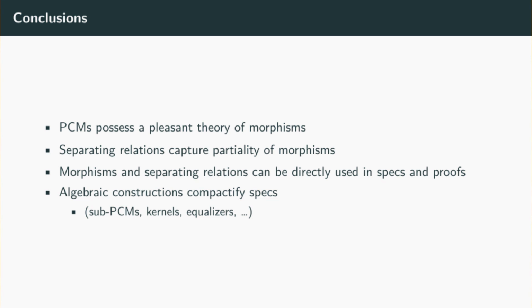Finally, our exposition of PCMs and their morphisms is natural. We recover standard algebraic constructions. For example, that of a subobject, a sub-PCM, or kernels and equalizers. We show that the constructions preserve structure. For example, composition of morphisms is a morphism, an equalizer of morphisms is a separating relation, and so on. This guides reusability and leads to compact specifications and compositional proofs.